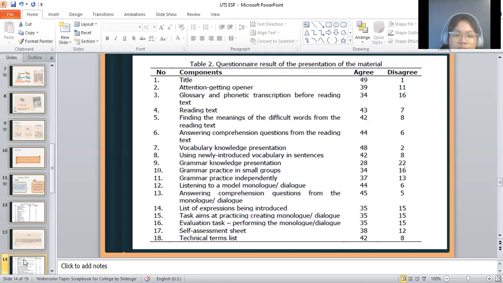Grammar practice independently. Listening to a model monologue or dialogue, answering comprehension questions from the monologue or dialogue, the expression bank introduced, task aimed at practice creating a monologue or dialogue, evaluation, task performing the monologue or dialogue, self-assessment sheet, and the last, technical term list. There is the data, agree and disagree from the students.